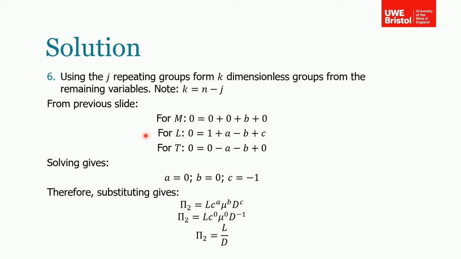So we have three equations, three unknowns we can solve, and we actually see that a and b are equal to 0, okay, and c is equal to minus 1. And if we substitute these into our things, we actually see that our second pi group is length to diameter ratio. Okay, so also you can see straight away that this is dimensionless.